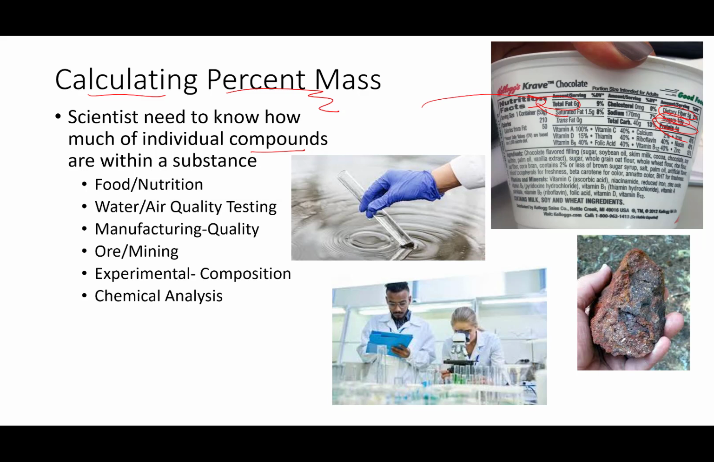And a dietitian might do that in a laboratory. Well, chemists want to know that for each individual compound they're working with. Now, these calculations of mass percentage are very important in a whole variety of fields, not just having to do with food and nutrition. If you're talking about water and air quality, and you want to know the purity of whatever you're working with, that is very, very important.